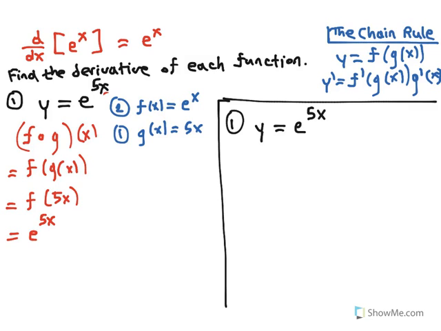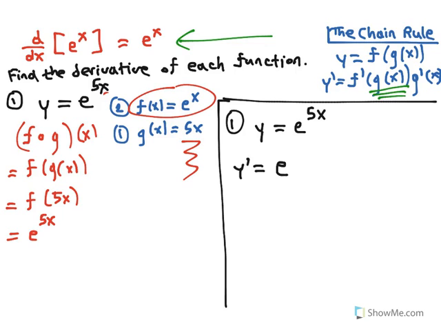So we have y is equal to e to the 5x. To find the derivative, we begin by thinking about the composition of functions that we have. And because we have a composition of functions, we must use the chain rule. So we begin by taking the derivative of the outside function, evaluated at the inside function. So that will give us the derivative of e to the x is itself, but we have to evaluate that at the inside function because we're using the chain rule.